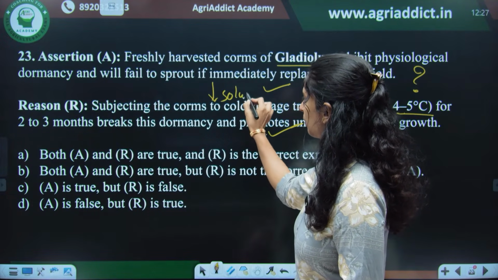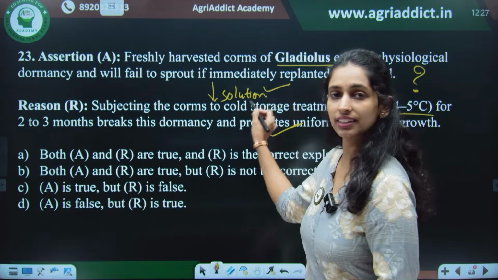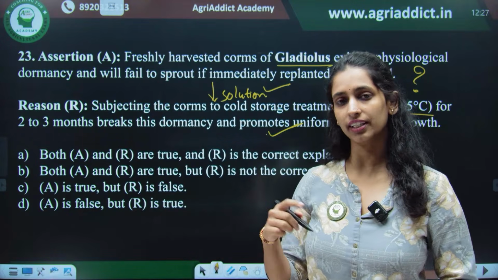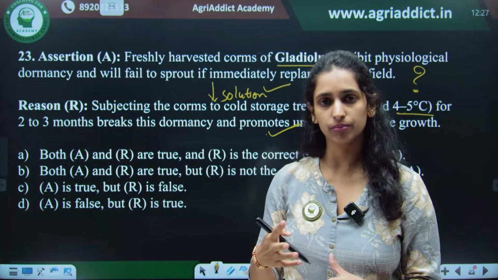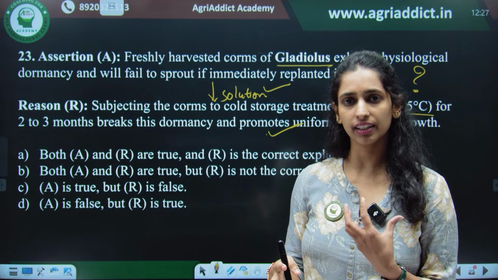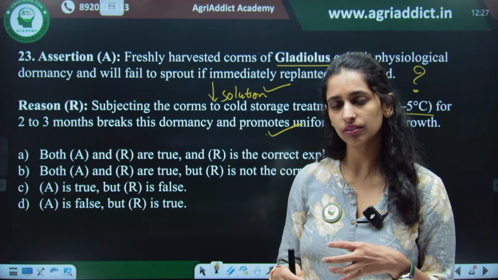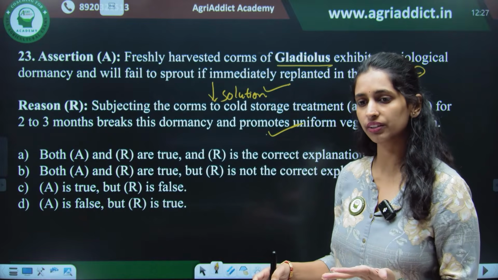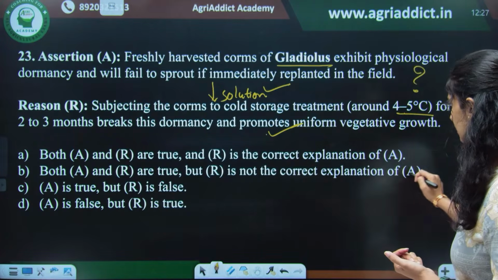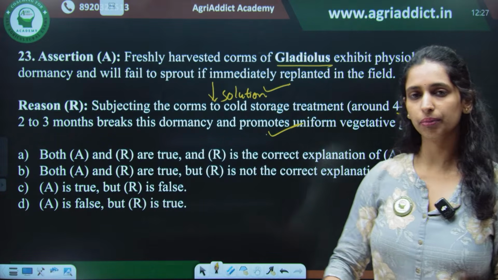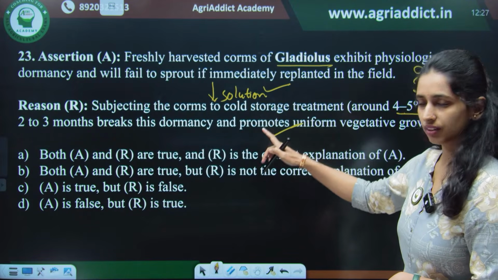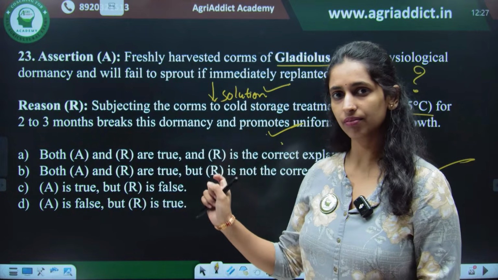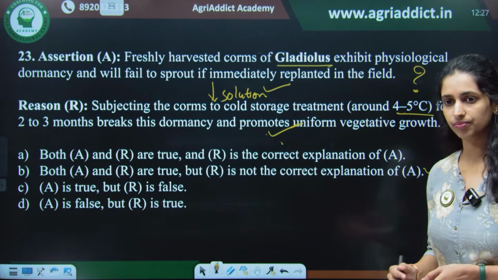हमें क्या करना है बता रहे हैं ना यहाँ पर. They are saying what we have to do. They are not saying why it is not sprouting. उसमें the corms are having the chemicals which are not allowing it to sprout. It needs a cold treatment. So the correct answer is B. Both are correct, but not a correct explanation. So see properly, and don't get confused.